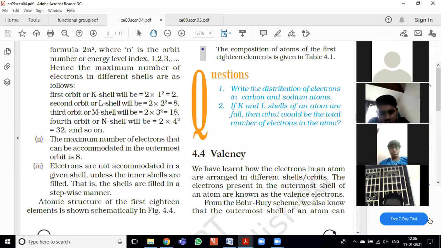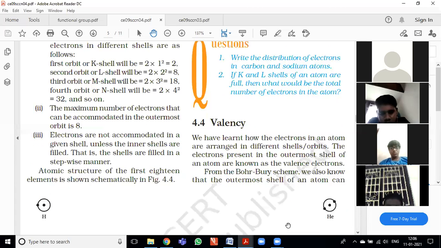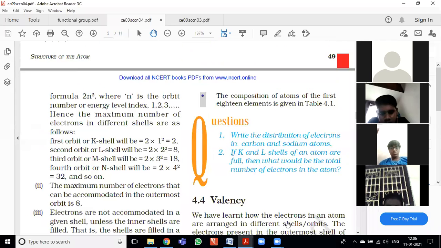The maximum number of electrons that can be accommodated in the outermost orbit is 8. Electrons are not accommodated in a given shell unless the inner shells are filled. That is, the shells are filled in a stepwise manner. So these are the important questions.